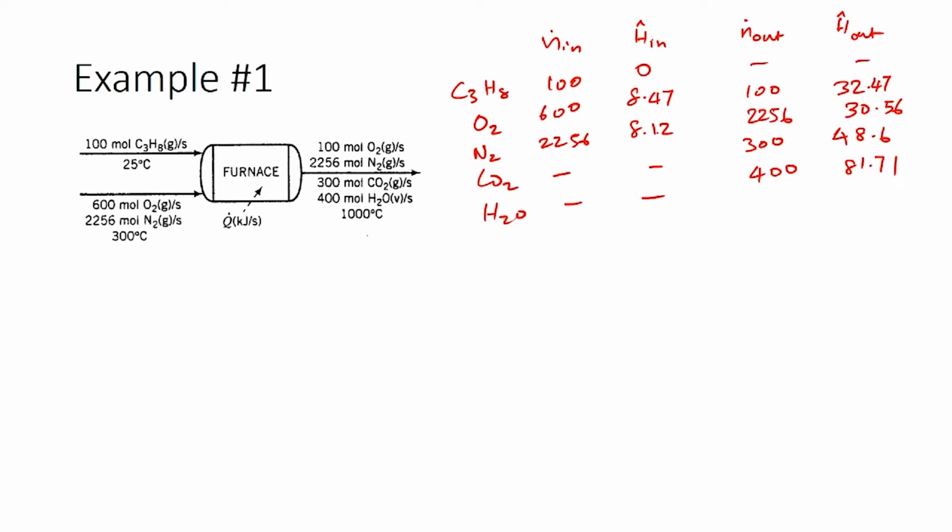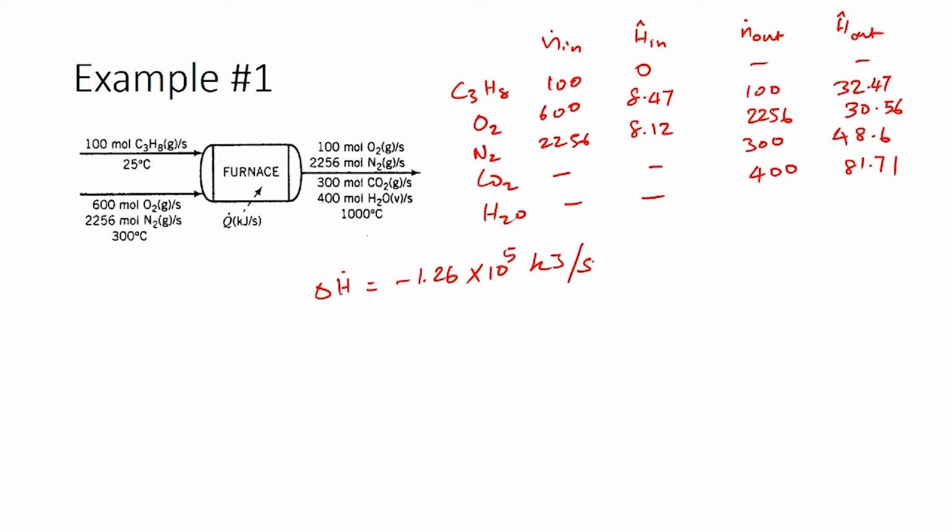So, the difference between the two can be calculated and you can add that to the extent of reaction times heat of reaction. So, your delta H dot is now equal to minus 1.26 times 10 power 5 kilojoules per second.